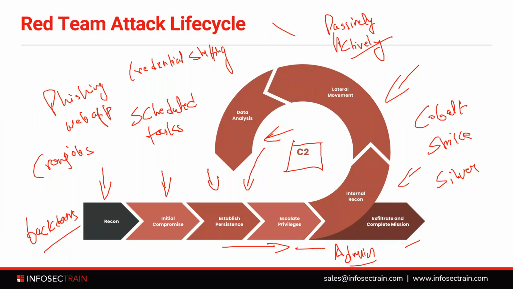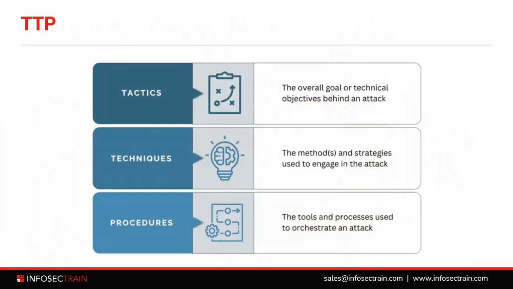So that is how your red team attack life cycle works. Next thing that we have to understand is TTP. TTP stands for tactics, techniques, and procedures that we follow, the tactics, techniques, and procedures of the attacker. Now, tactic means the goal or objective of the attacker.